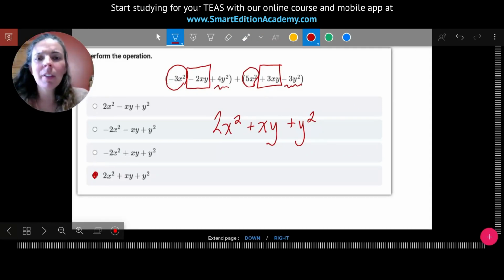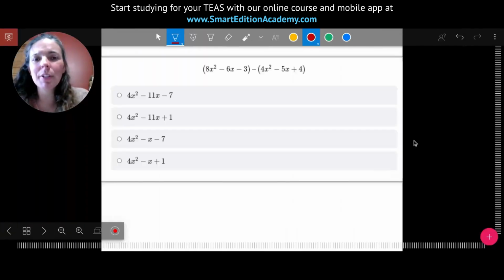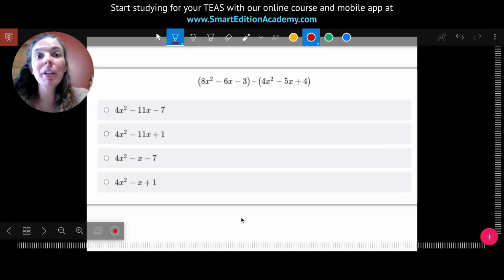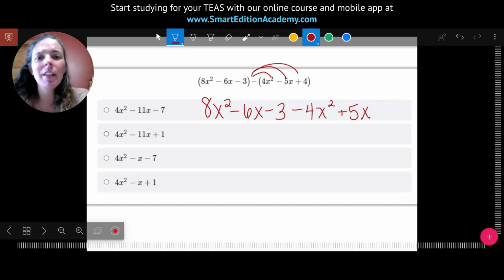Okay. So we do have to be careful though when we are dealing with subtraction. If we need to simplify an expression like this, this is when the parentheses do matter. Notice how I'm taking this and subtracting this whole set of terms from it. So we're going to distribute this minus sign. So we have 8x squared minus 6x minus 3. Then minus 4x squared, minus a negative is really plus 5x. And then minus 4. Okay, so now once I've got to this step, I can combine like terms.